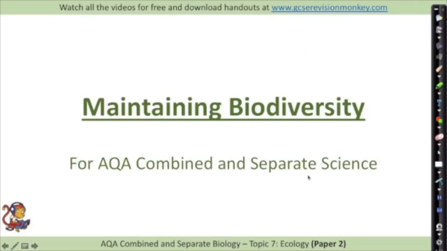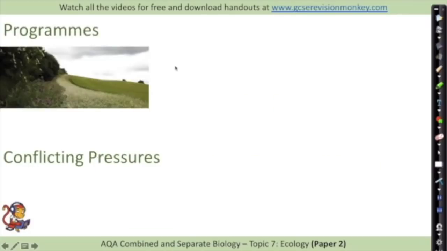So after all the doom and gloom about how humans are reducing the biodiversity on Earth, a little bit of positive news on how we are trying to maintain biodiversity. So there are several programs that are put into place to protect wildlife and maintain biodiversity. Some of these are government led and others are charities or not-for-profit organisations.